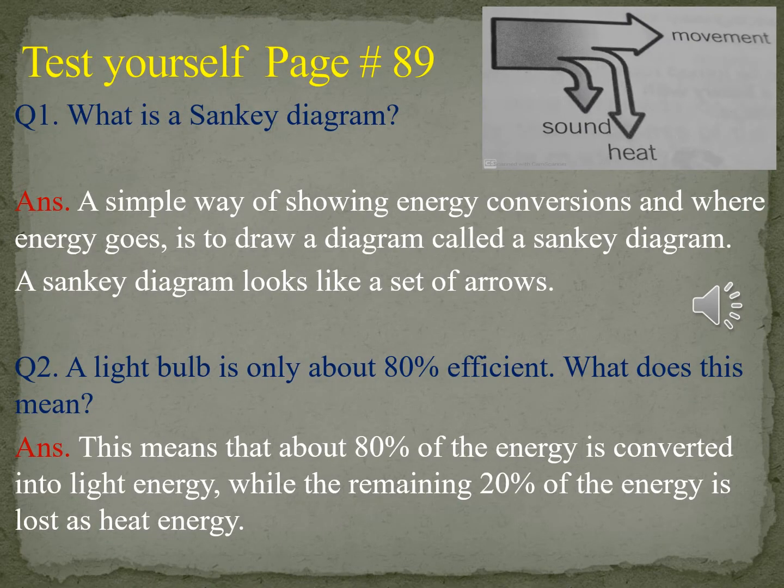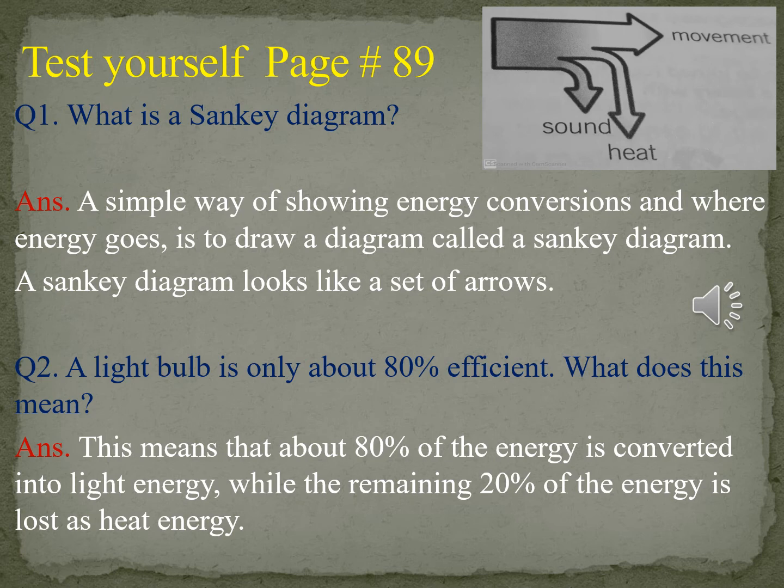Dear students, now we are going to solve test yourself questions which are given on page number 89. Question number 1. What is a Sankey diagram? Its answer is, a simple way of showing energy conversions and where energy goes, is to draw a diagram called a Sankey diagram. A Sankey diagram looks like a set of arrows. Draw the given Sankey diagram on your notebook with this question.